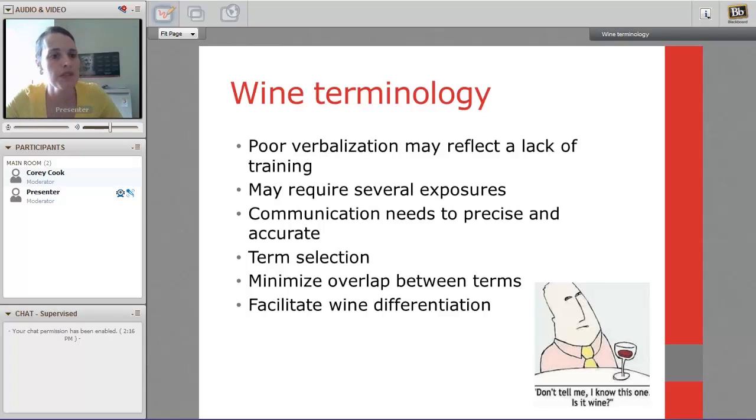But you do want to come up with terms that facilitate wine differentiation. Otherwise, why do this exercise? If you can't actually use these terms to differentiate the wines, then why go through the whole exercise?